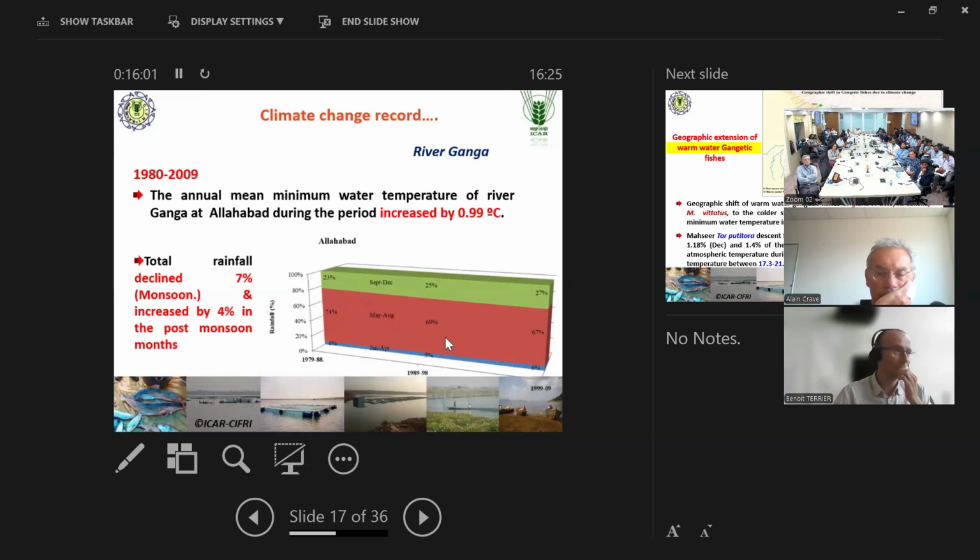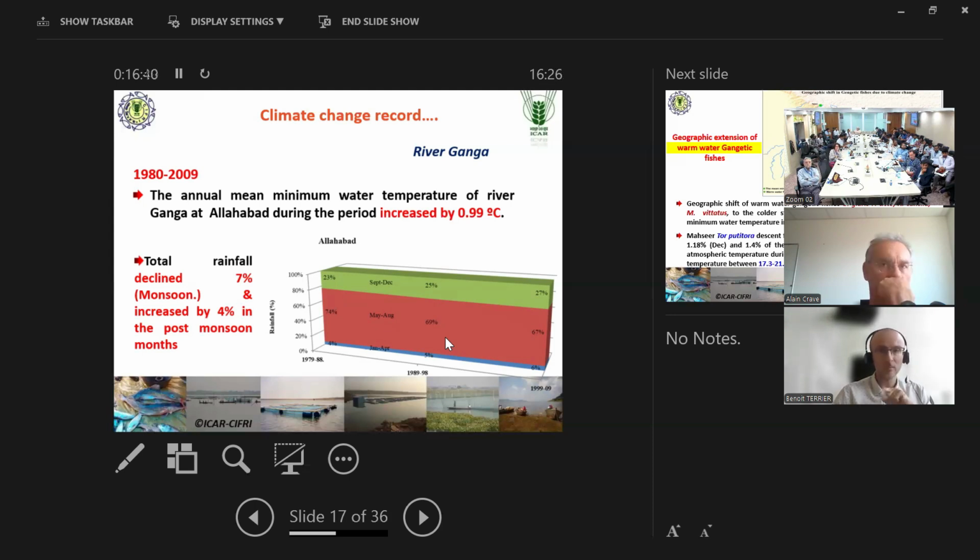So coming to climate change, we had a climate change project for a decade, 10 years. But the data I'm presenting is just from 10 years, one decade before. So if you look at Allahabad, Prayagraj, from 1980 to 2010, over the span of almost 30 years, there is an increase of 0.9 degrees centigrade in Allahabad. And look at the rainfall patterns, pre-monsoon and post-monsoon. In the monsoon rain, there is a reduction of 7%, and in the post-monsoon, there is a 4% increase in the rainfall.